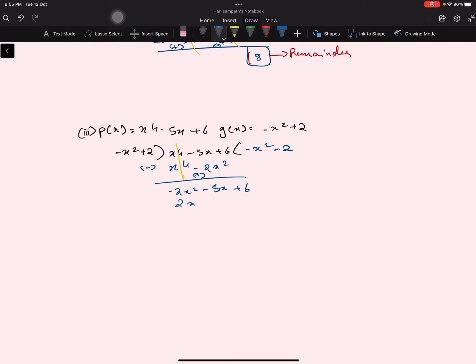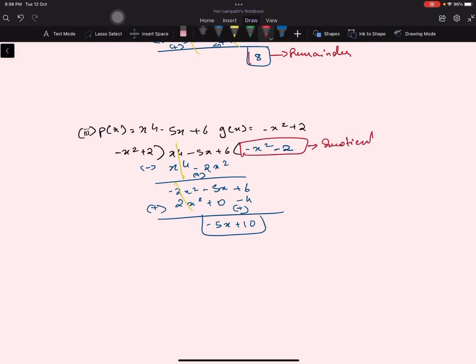So I get minus 2. It will become 2x square. There is no x over here, and minus 4. I'll add them. I'm going to get minus 5x. This becomes positive. 2x square and minus 2x square cancel each other out. Here we get plus 10. So this will be the quotient, and this will be the remainder.